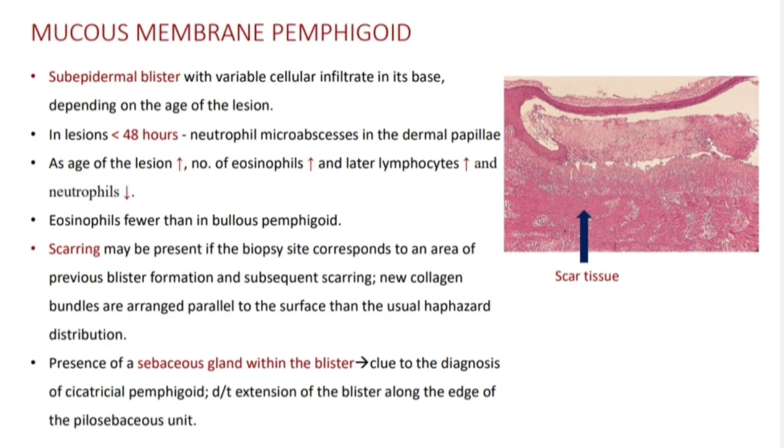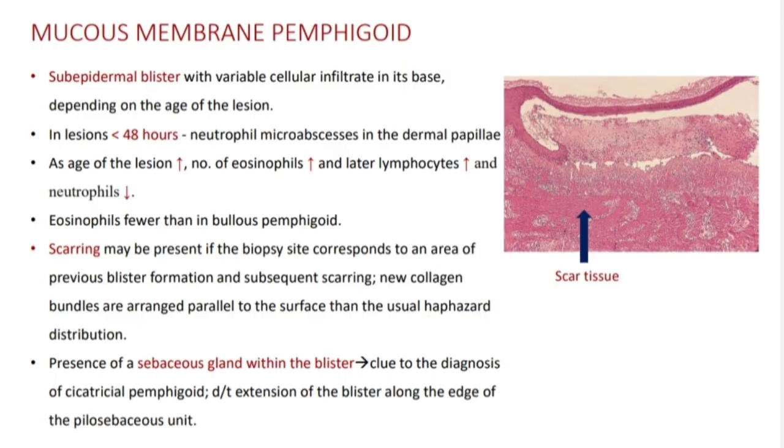Mucous membrane pemphigoid or cicatricial pemphigoid also produces a subepidermal blister with variable cellular infiltrate depending on the age of the lesion. In lesions less than 48 hours old, neutrophilic microabscesses are seen in the dermal papillae. As the age of the lesion increases, the number of eosinophils increases first and later lymphocytes increase, and the number of neutrophils decreases. The number of eosinophils is fewer than in bullous pemphigoid, and scarring may be present if the biopsy site corresponds to an area of previous blister formation and subsequent scarring.